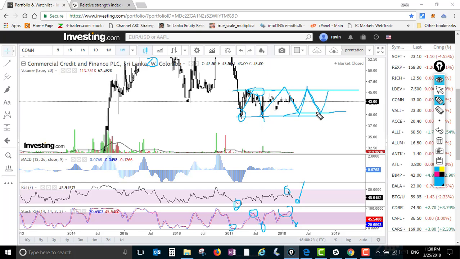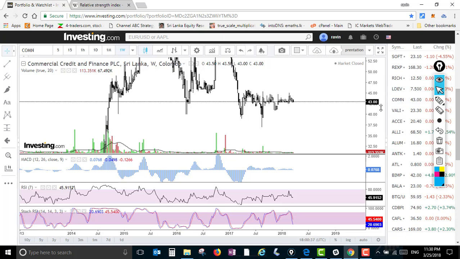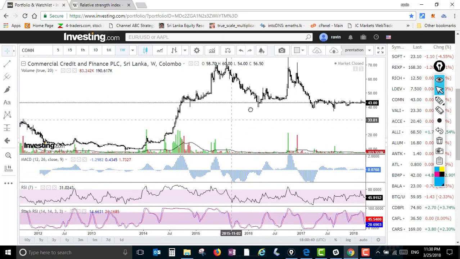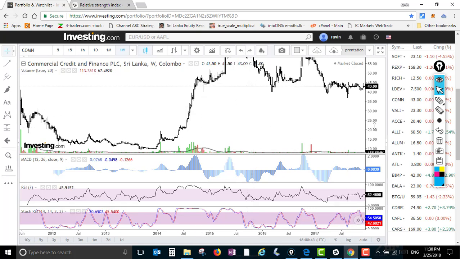You can maximally use this stochastic RSI and RSI in sideways markets. But in trending markets, what is the use of it? There's a small use, as I told you. In a trending market, MACD is not telling you to sell. You can use it as an indicator to re-enter or add more positions.